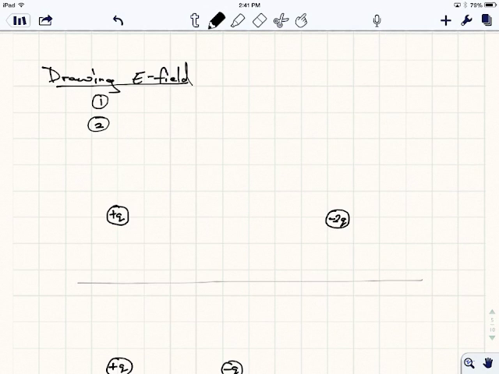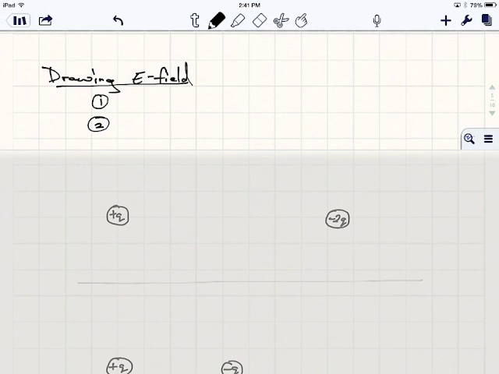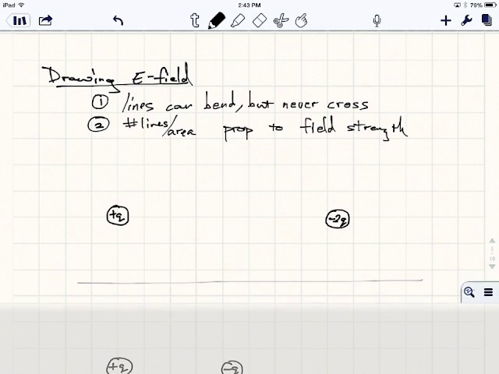For the last part of this class, I want to teach you the rules for drawing electric field lines. The first rule of drawing electric field lines is that the lines can bend, but they can never cross. The second rule states that the number of lines per area is proportional to the strength of the field.